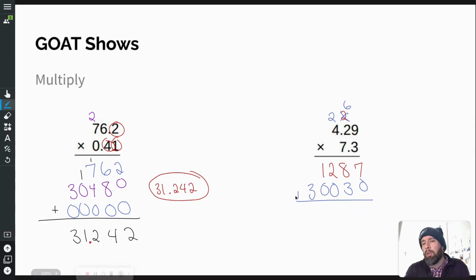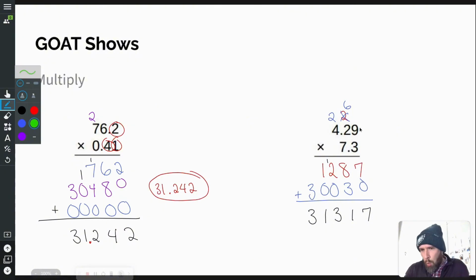Lots of 3's and 0's for that one. So let's add them up. 7 plus 0 is 7. 8 plus 3 is 11. Carry the 1. 1 plus 2 is 3. 3 plus nothing is 3. 1 plus nothing is 1. 3 all alone is 3.